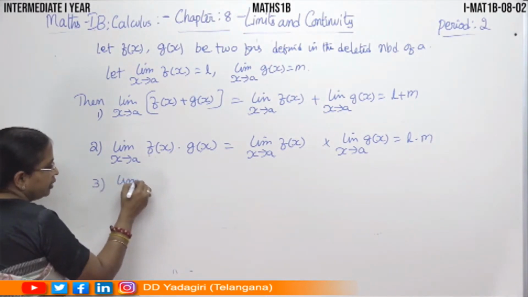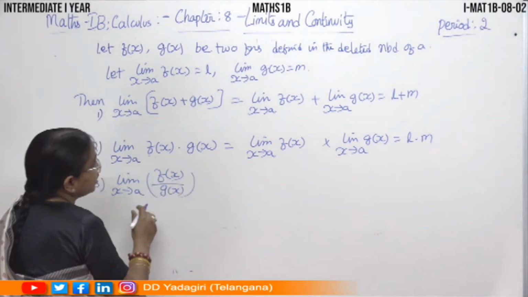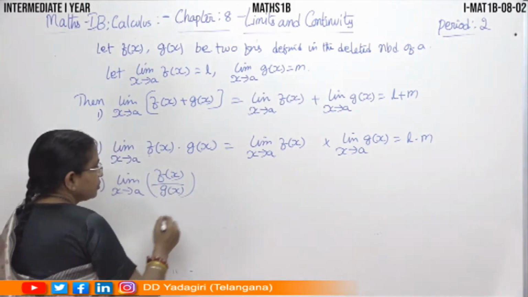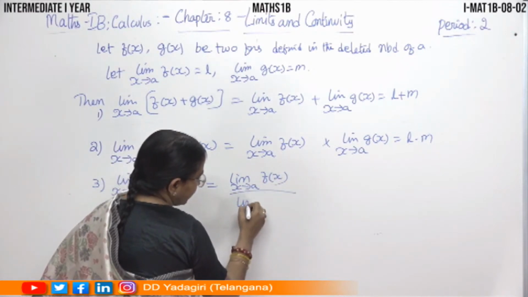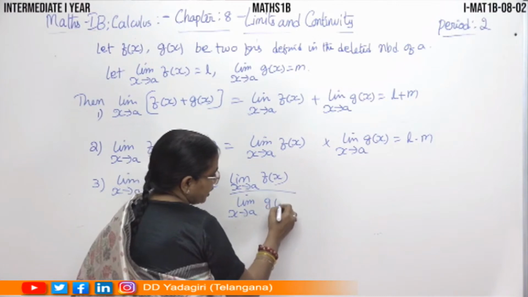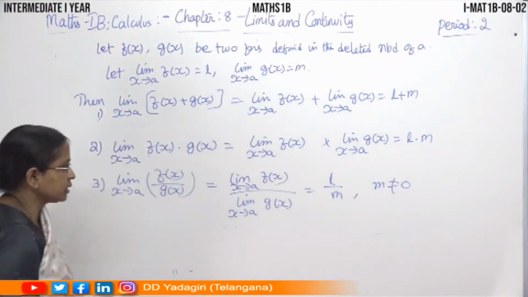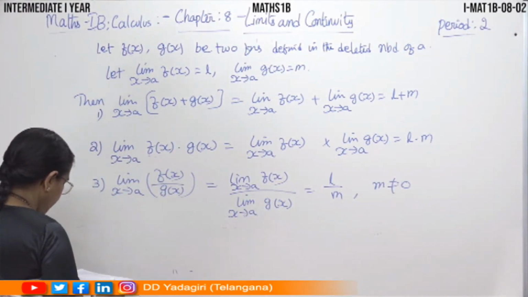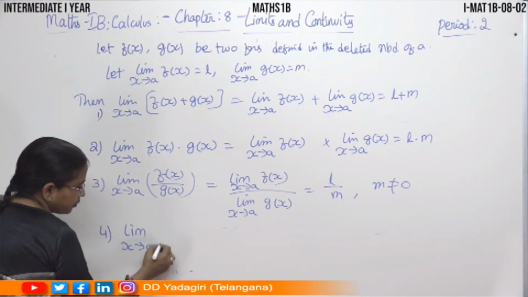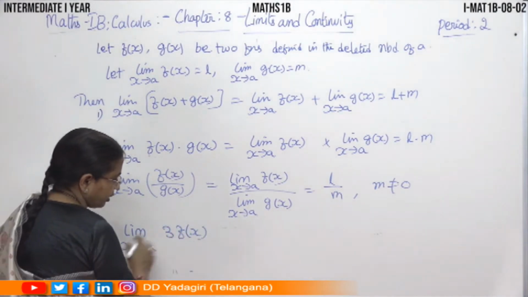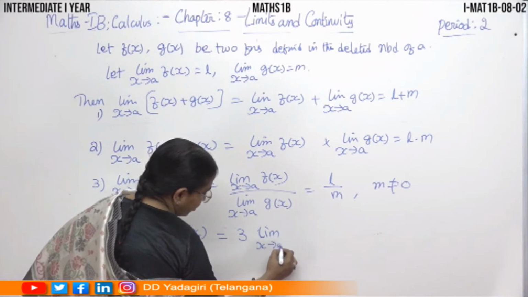Next, suppose you have the limit as x tends to a of f of x by g of x, where the limit m is not equal to 0. So I can write this as the limit as x tends to a of f of x by the limit as x tends to a of g of x. I can write the limit for the numerator separately and the denominator separately. Next, suppose I have some number k into f of x. Then I can write the number outside and write the limit as x tends to a of f of x.